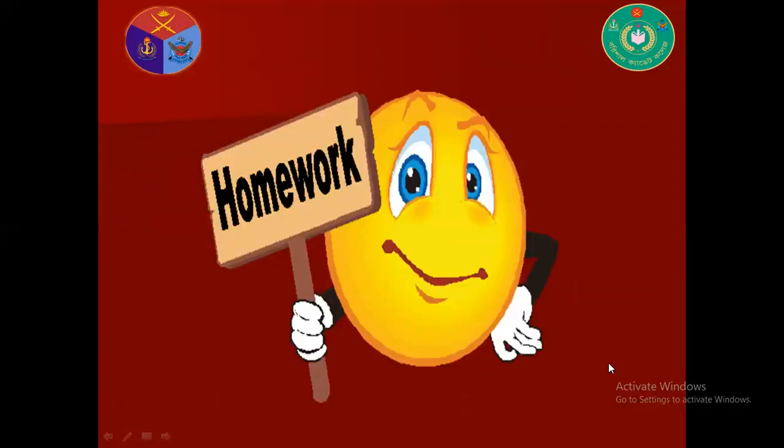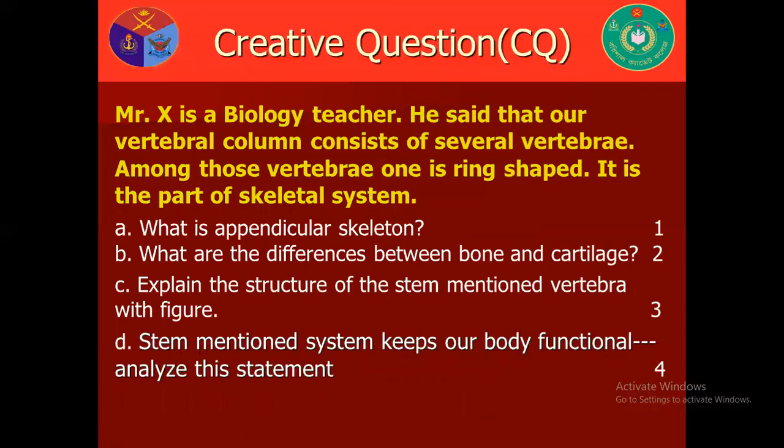Okay, now your homework. Mr. X is a biology teacher. He said that our vertebral column consists of several vertebrae. Among those vertebrae, one is ring shape. It is the part of skeletal system.